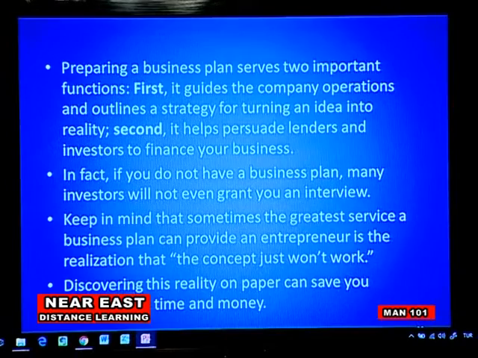Keep in mind that sometimes the greatest service a business plan can provide an entrepreneur is the realization that the concept just won't work. Discovering this reality on paper can save you considerable time and money.